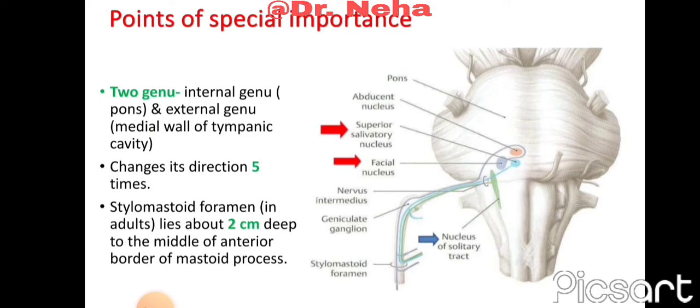The stylomastoid foramen in adults lies about 2 cm deep to the middle of the anterior border of the mastoid process, while in children or infants less than 2 years of age, the stylomastoid foramen is very close to the surface of the mastoid process because this process develops after 2 years. So the facial nerve is very close to the skin.